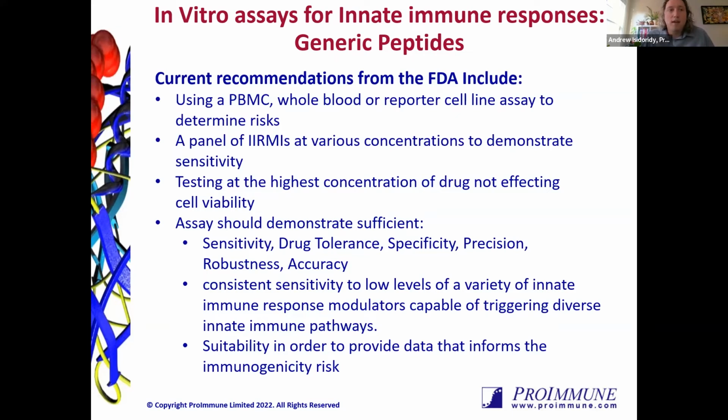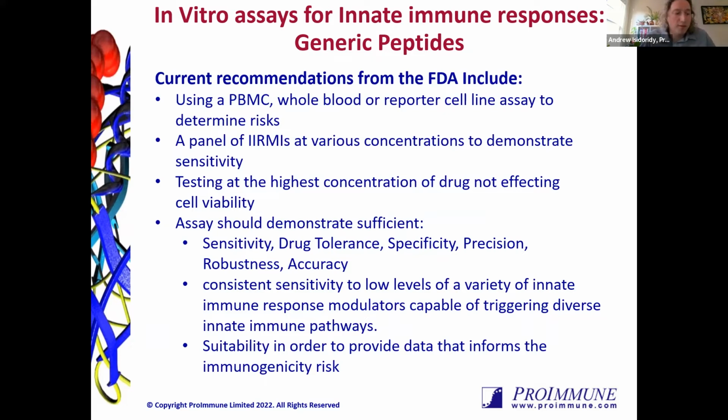Taking a bit of a different direction, the other side of that equation is, of course, the innate immune response. When looking at the innate immune response, the FDA guidance recommends using either a PBMC, a whole blood, or a reporter cell line assay to determine risks. And these all come with certain pros and cons.